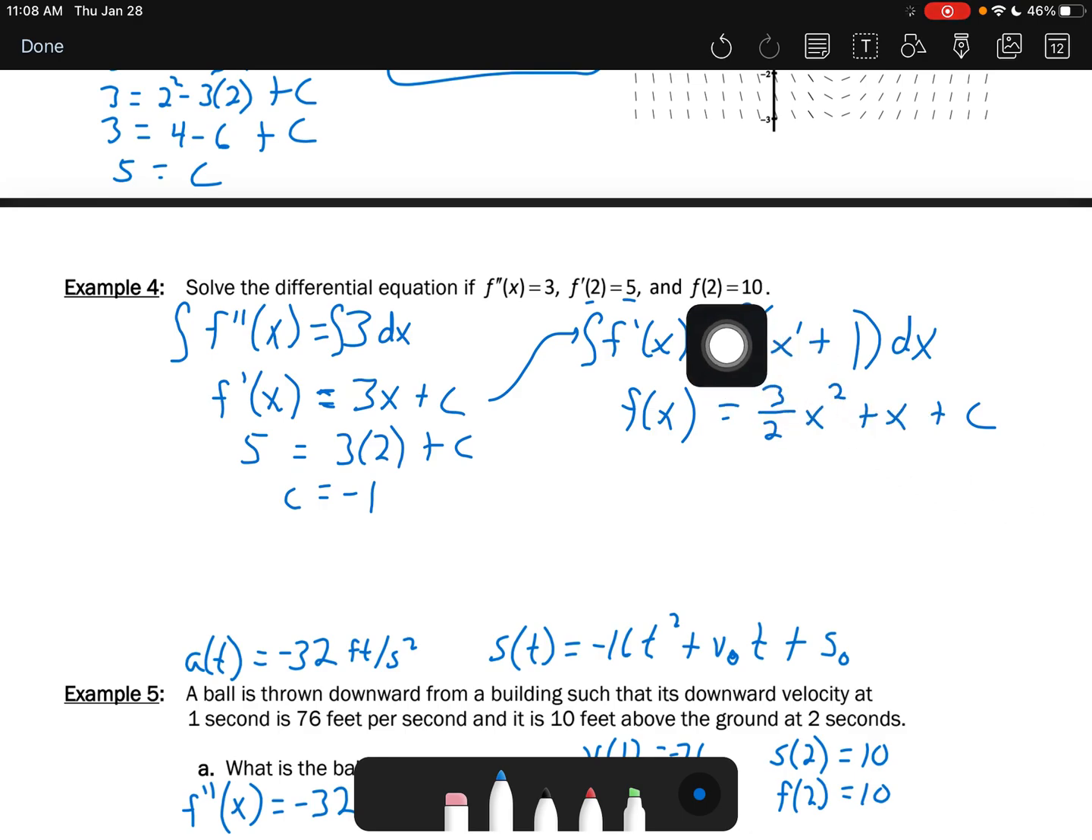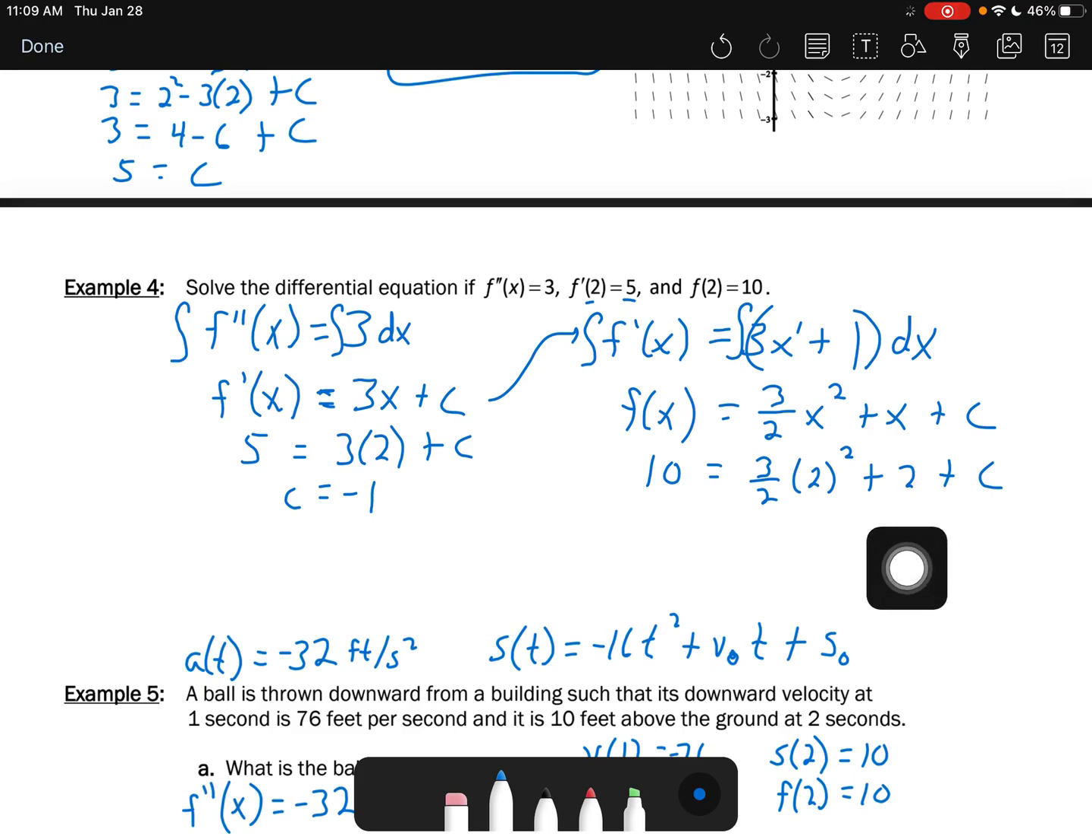Okay, now I need to find that c, and I've got this information to use to do it. So I'm going to put in a 10 here, 3 over 2, times 2 squared plus my x is 2 plus c. And let's see, was that supposed to be minus 1? That's where I messed up. C was supposed to be minus 1, and I put plus 1.